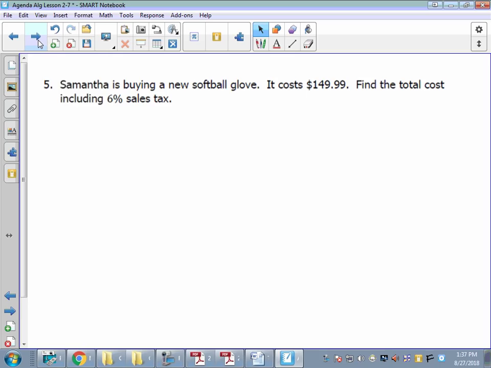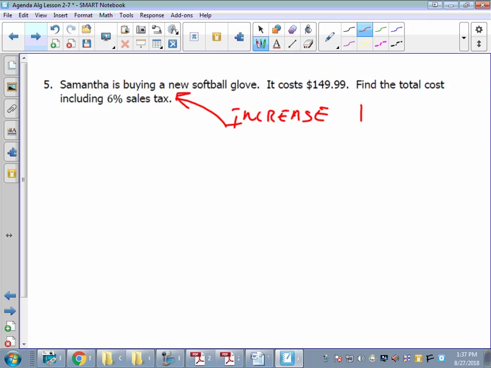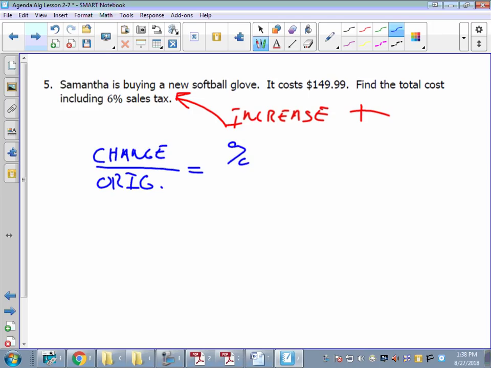She's buying a new softball glove, and it costs $149.99, and they want the total cost, including a 6% sales tax. This sales tax is going to tell us that we're going to increase, which means we're going to add something here. Okay. So again, I'm going to take my change over my original equals a percent over 100.